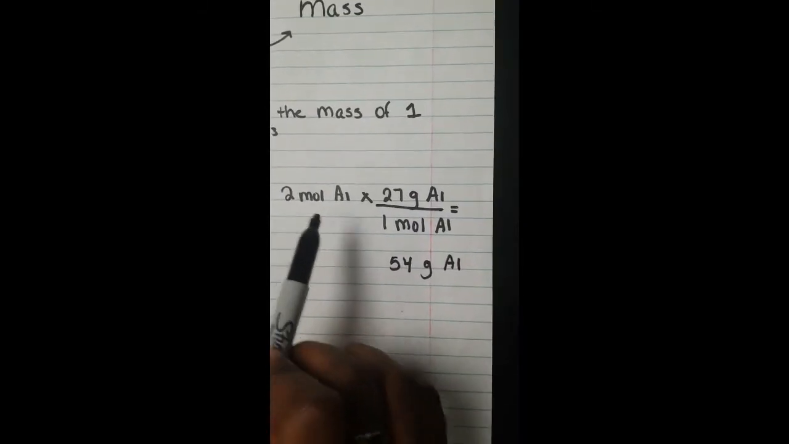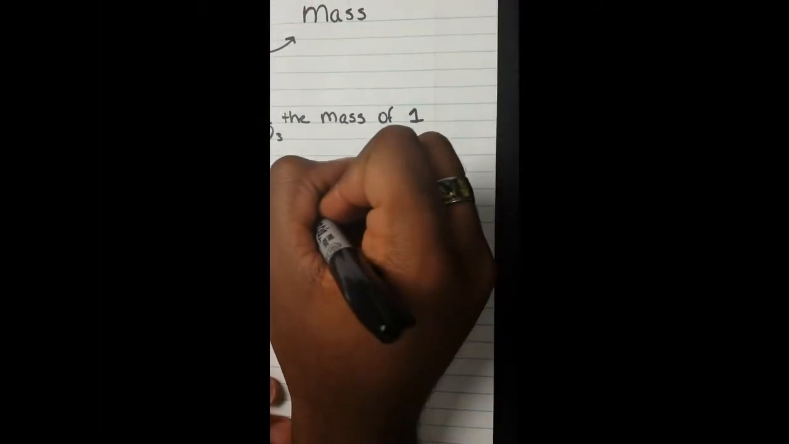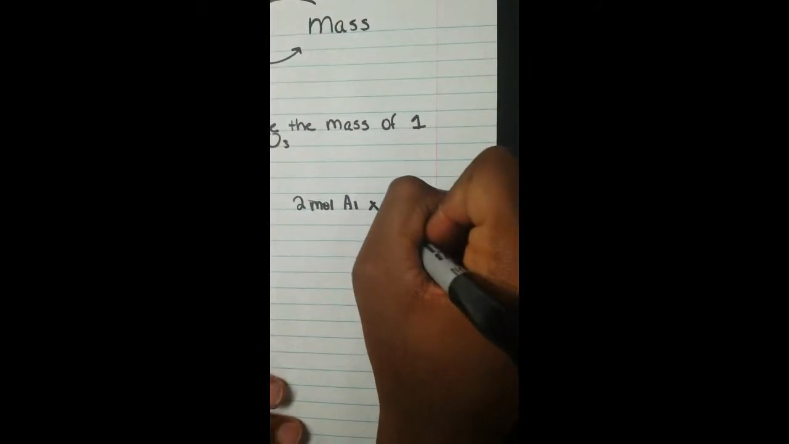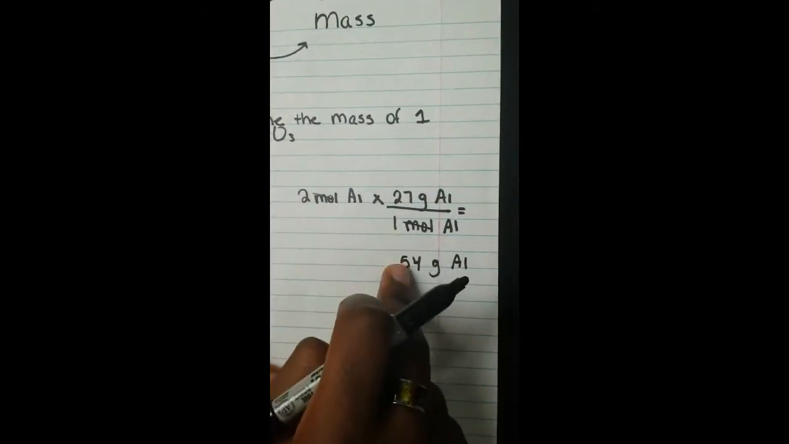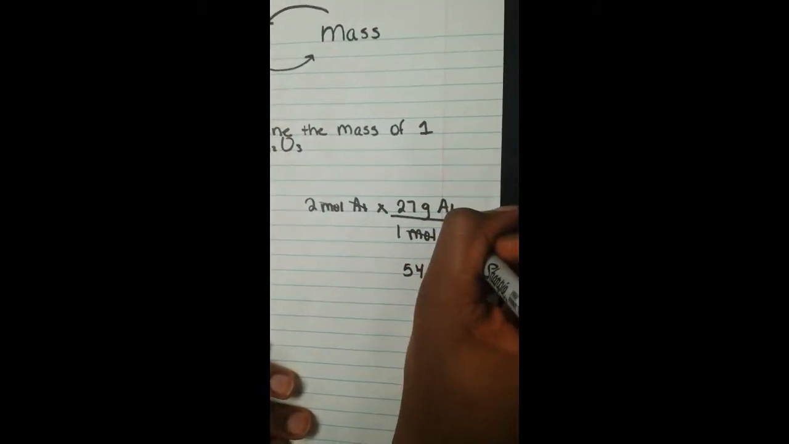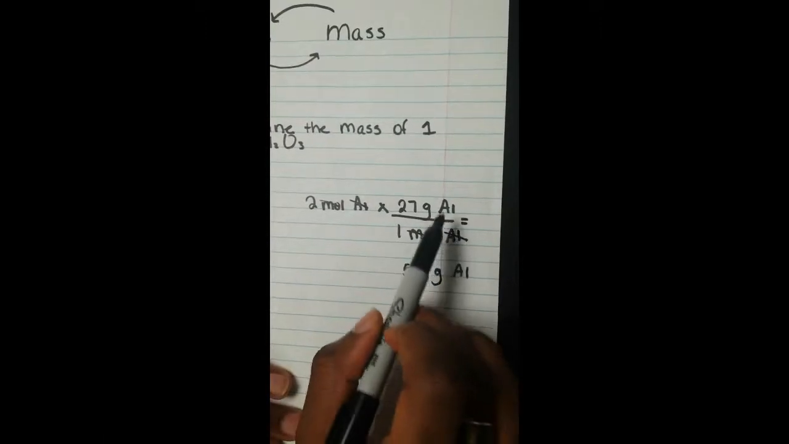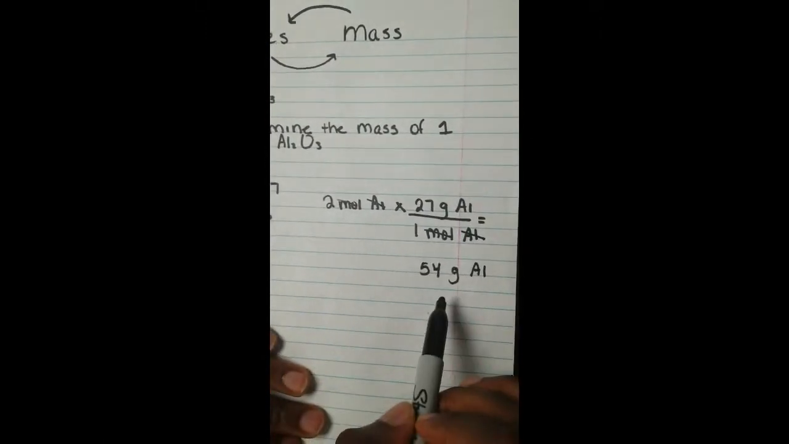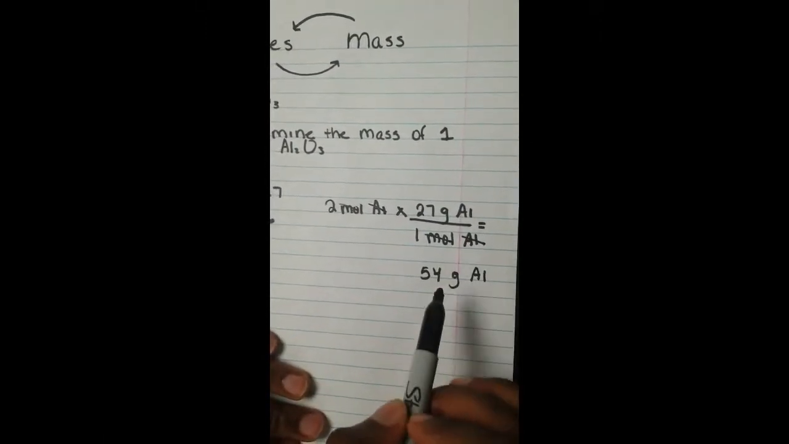Notice how your units cancel out. You have mole here and another mole here, so those two cancel out. You also have an aluminum at the top and another at the bottom. Now you're left with just grams of aluminum, so your answer will be grams of aluminum.